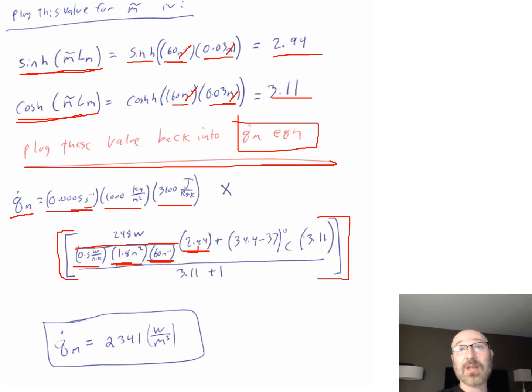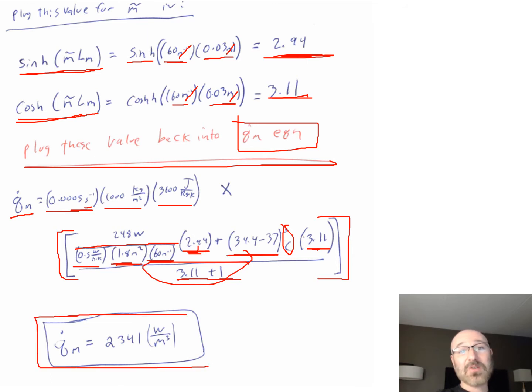Now I can plug in my 2.94 right there, times my temperature difference. I know those temperatures, and I leave this in Celsius because it's just a difference in temperatures. Times this 3.11, which I can plug in there, all over, there's again that 3.11 times my value here, plus 1. So now I can actually get a numeric value of Q dot M equal to 2,341 in units of watts per meter cubed.